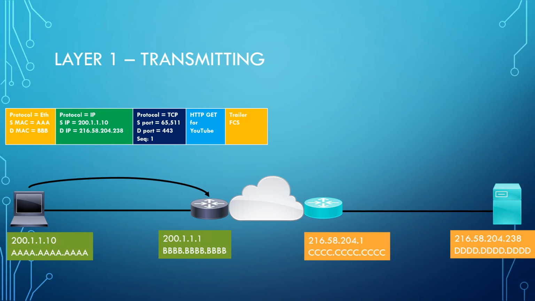They're going to switch those frames from one interface to another interface, and then send that frame over to the default router. Layer 1 is all about transmitting. It's putting the bits onto the wire and sending them out.